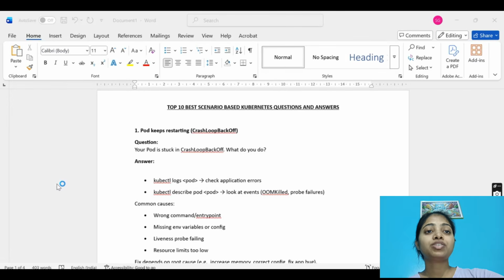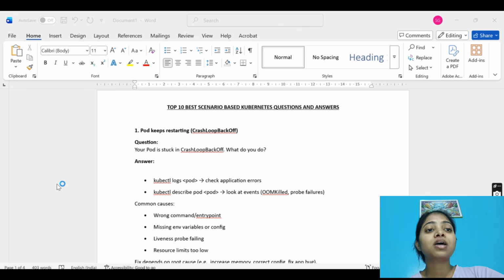So the first question that is mostly asked is why pods keep restarting? Like if a pod is stuck in CrashLoopBackOff, what do you do? Or something like how many pod failures have you worked on? So this is one of the most important pod failures that you should talk about.